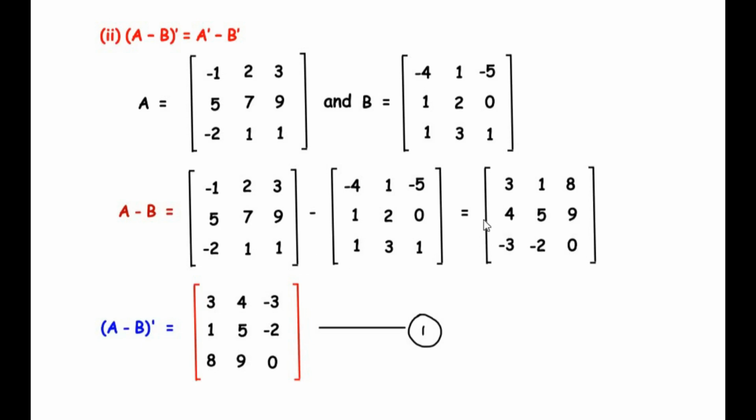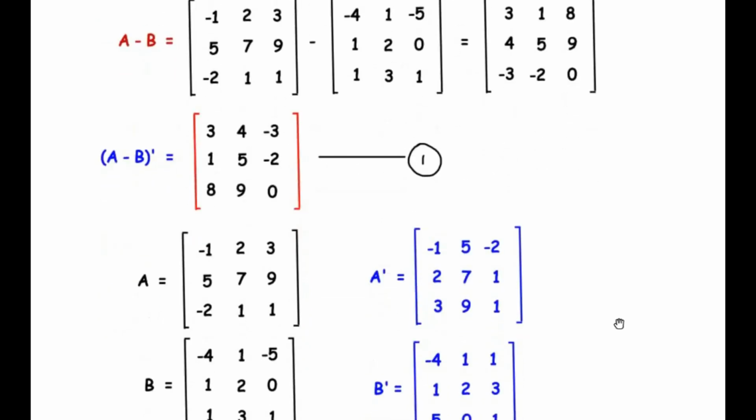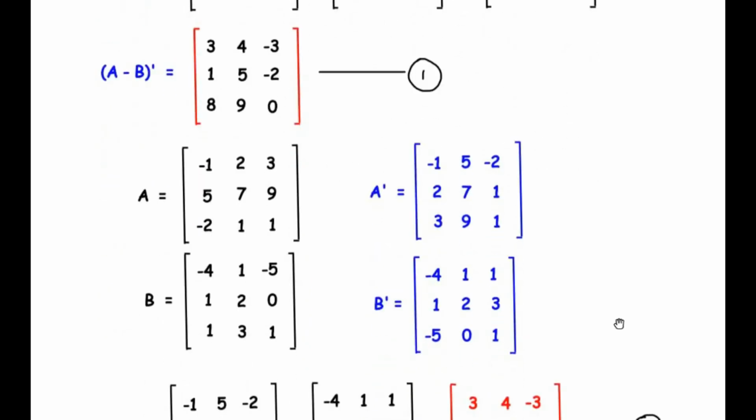Now once we get the elements of A minus B, we are going to find its transpose. Now here we have written A minus B the whole transpose. So the first column becomes first row, second column becomes second row, and third column becomes third row. And let us consider this as equation 1. Now we have already got A transpose and B transpose in the previous part of this question. So let me reconsider it. So here we have considered A transpose and B transpose.